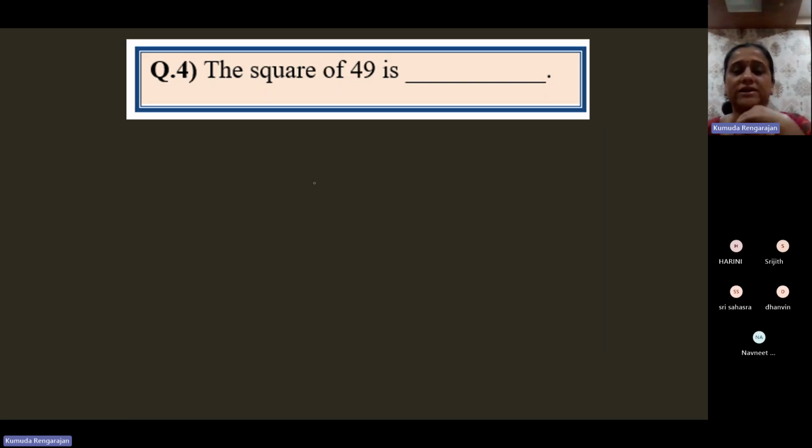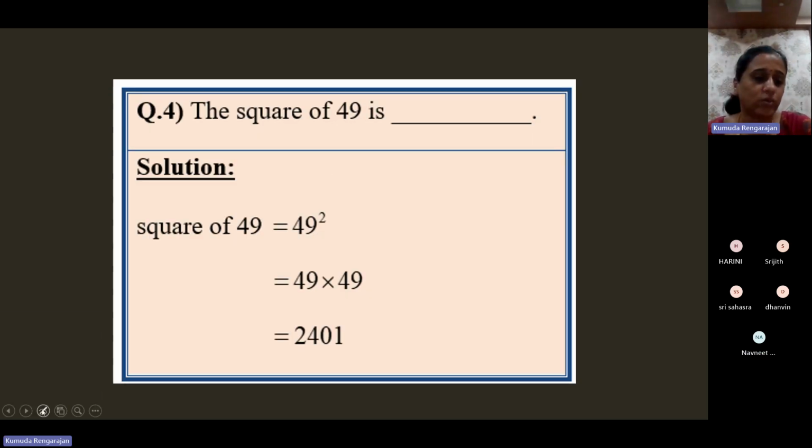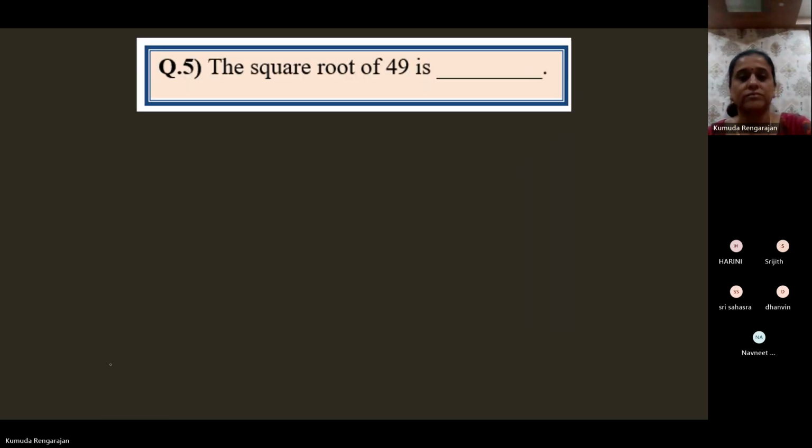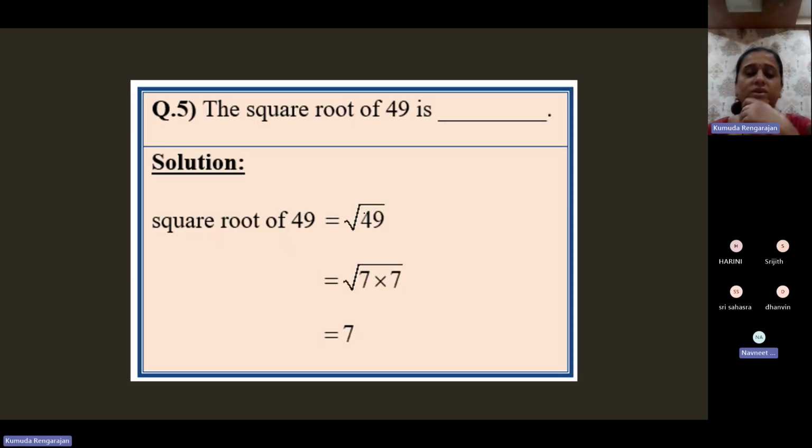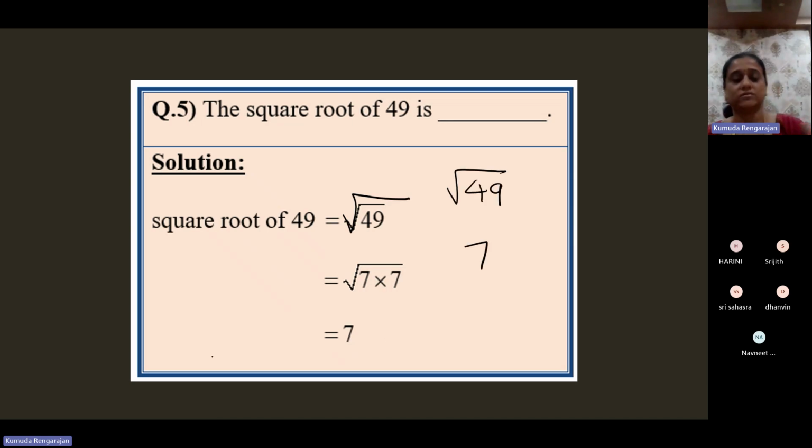The square of 49 is? Ma'am, 2,401. Correct. The square of 49, meaning 49 squared, is 49 into 49, which is 2401. The square root of 49 is? Ma'am, 7. The square root of 49 is 7.